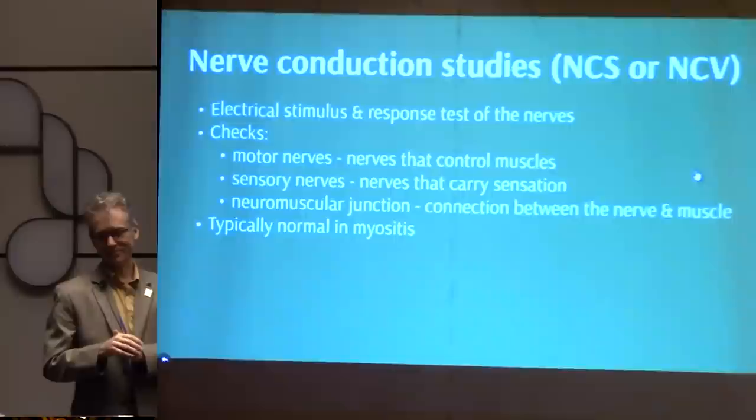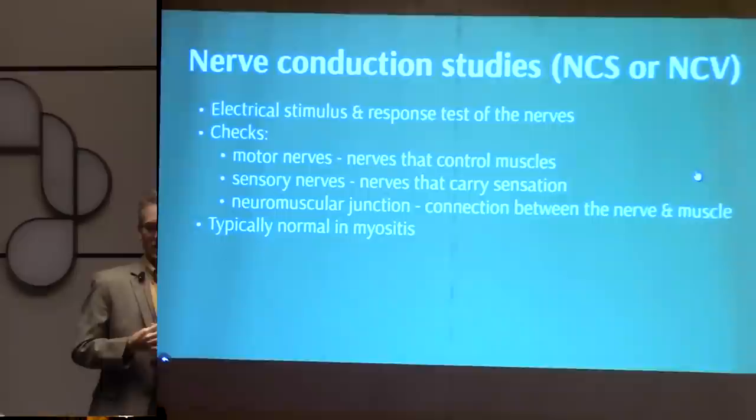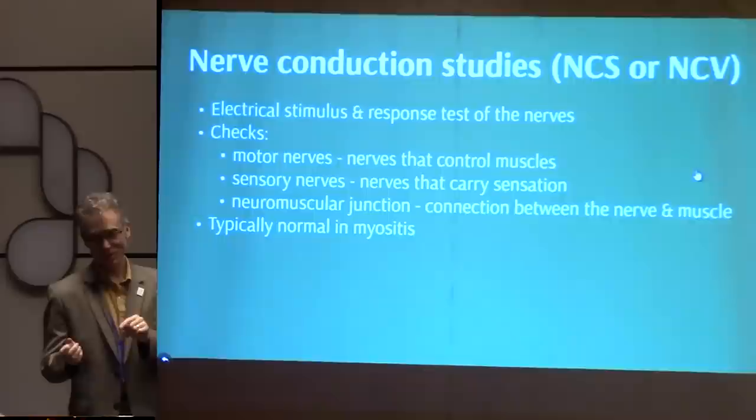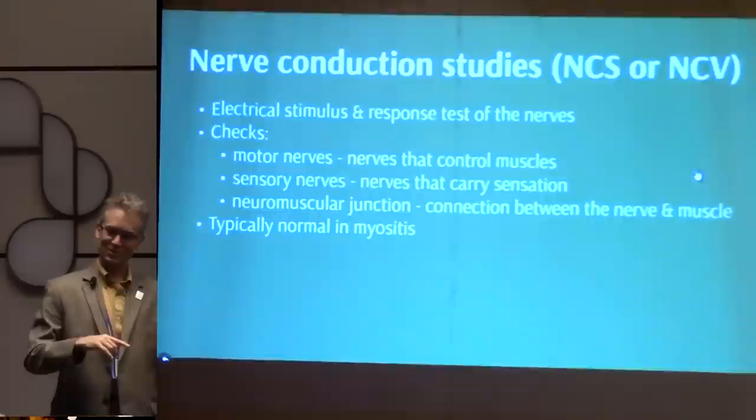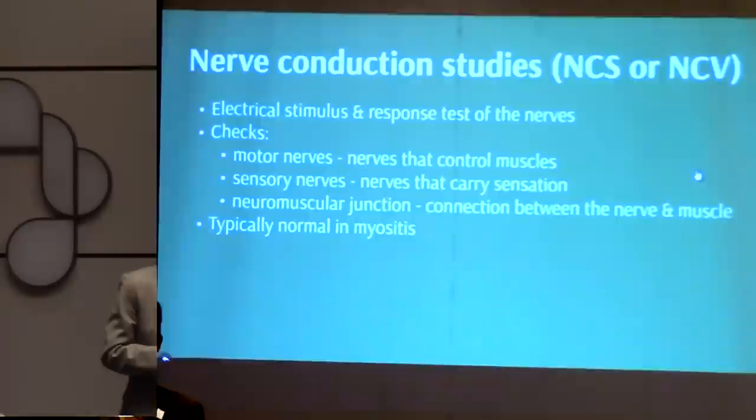The sensory nerves should definitely be normal in myositis, and the motor nerves should be normal certainly early in myositis. But if the muscles get really severely affected, the nerves might look abnormal because the muscles are too sick to show that the nerves are working. But nerve conductions are typically normal in myositis.